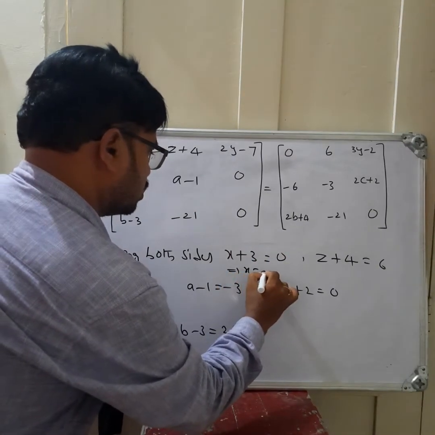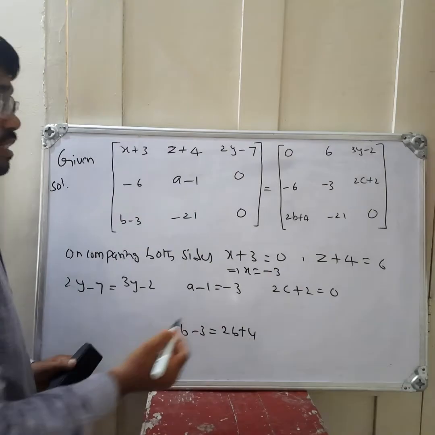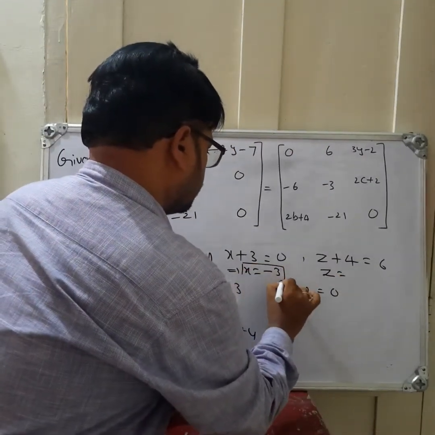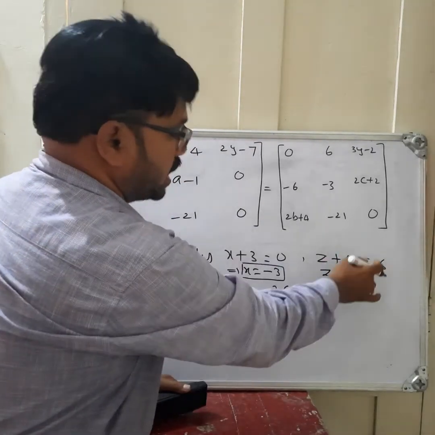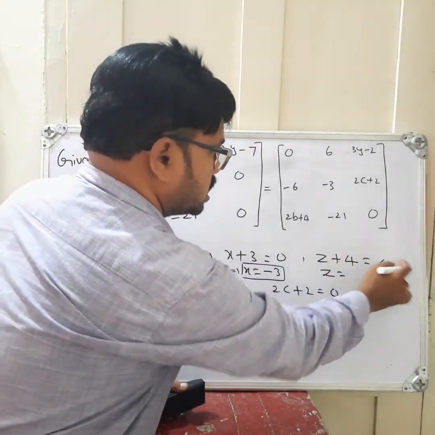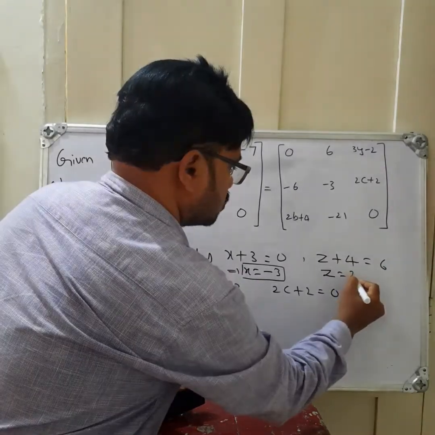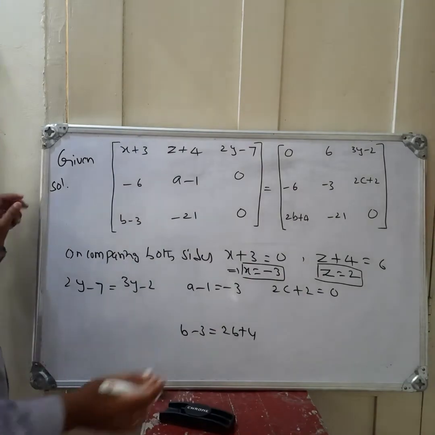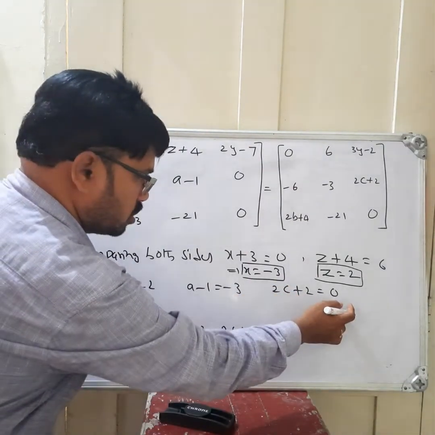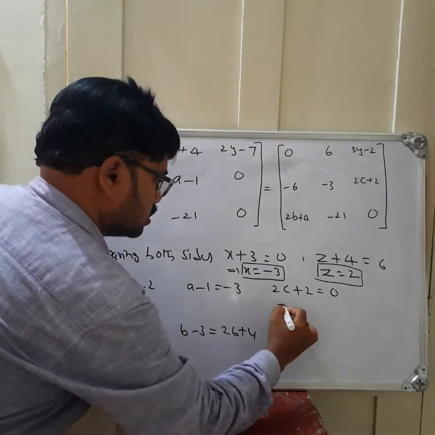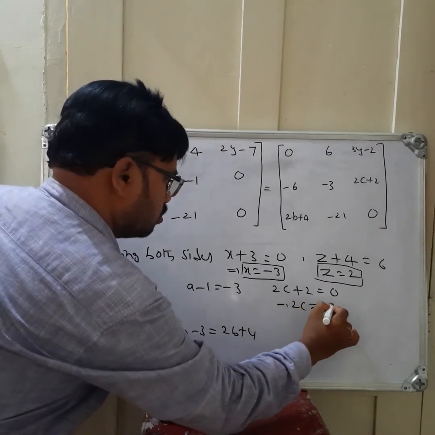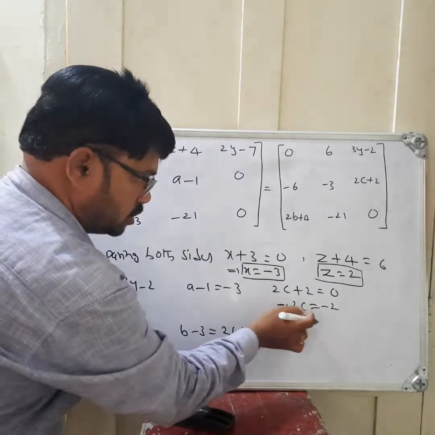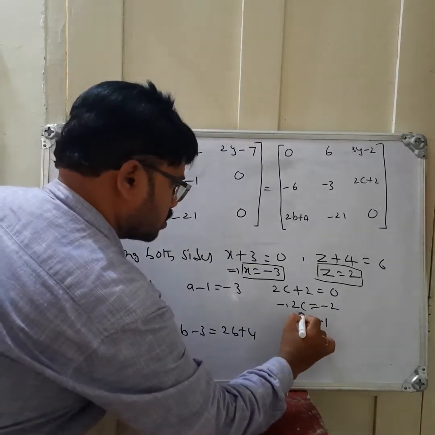See, here x plus 3 equals 0. That means x equals minus 3. Next here, z equals 6, plus 4 sent to that side becomes minus 4. That means 6 minus 4, the value is 2. Z value equals 2. Here, 2c plus 2 equals 0. That implies 2c equals minus 2. Then c equals minus 2 divided by 2, the value equals minus 1.